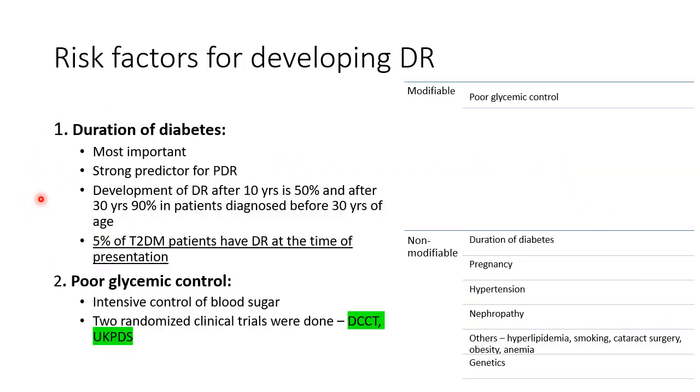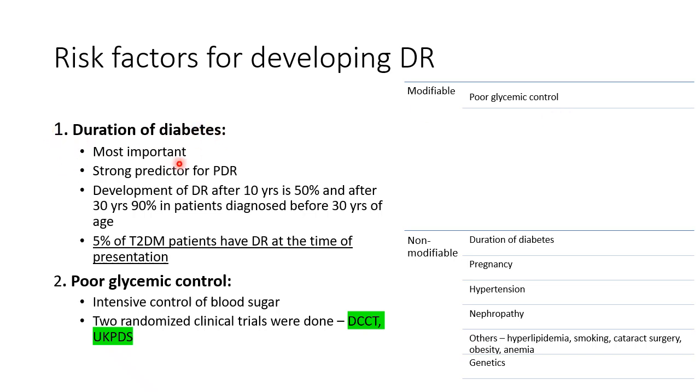So coming on, that was about the etiopathogenesis. Coming on to the risk factors for developing diabetic retinopathy, we can broadly categorize them as modifiable and non-modifiable. The only modifiable risk factor, unfortunately, is poor glycemic control. All of the others are non-modifiable risk factors. But this modifiable risk factor itself is the most important.